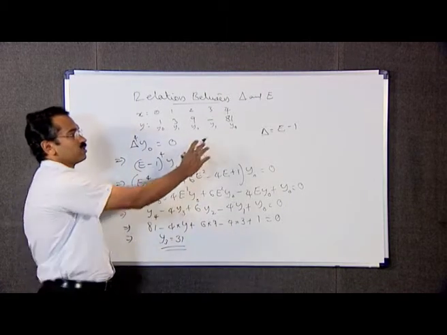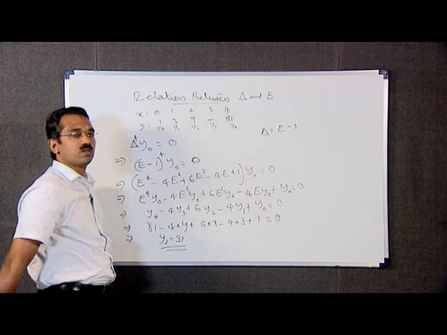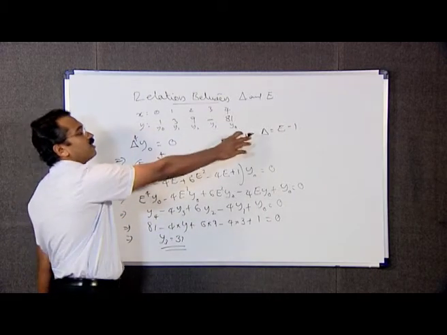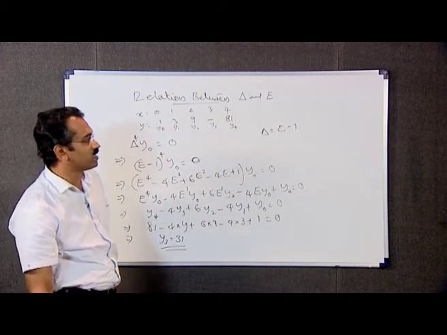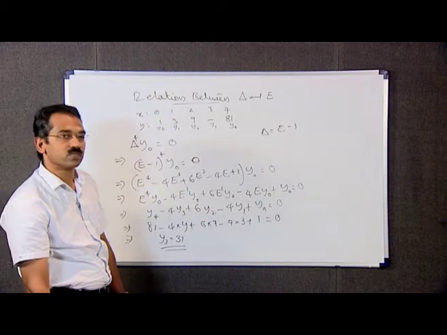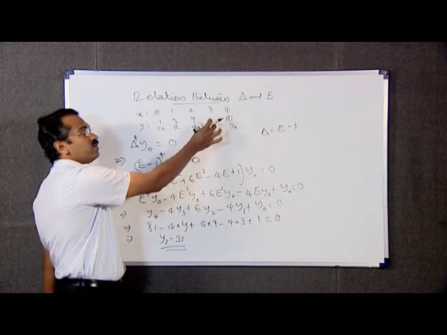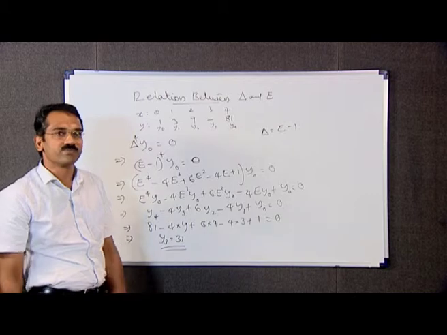That is, we used the identity connecting the forward difference operator delta and the shift operator to find out the missing entry in the given data.